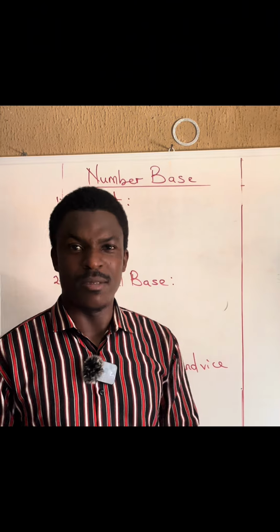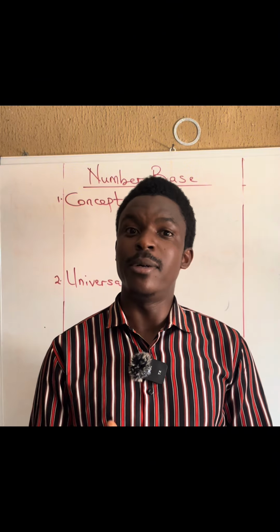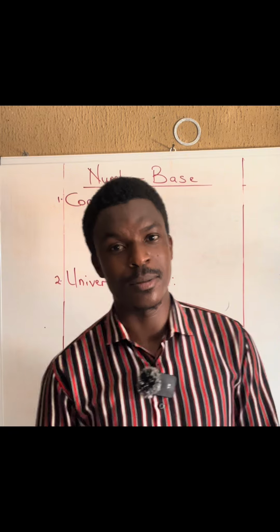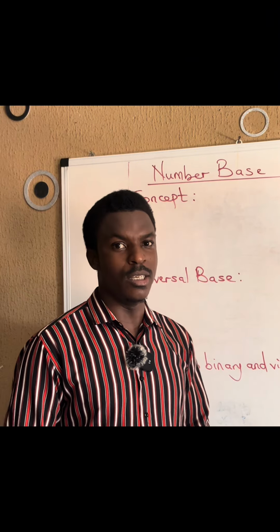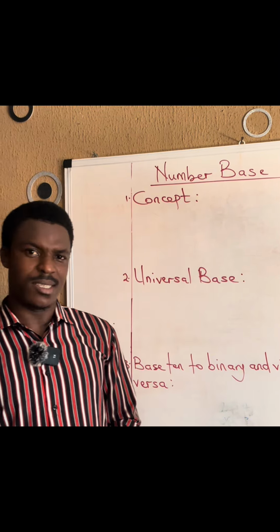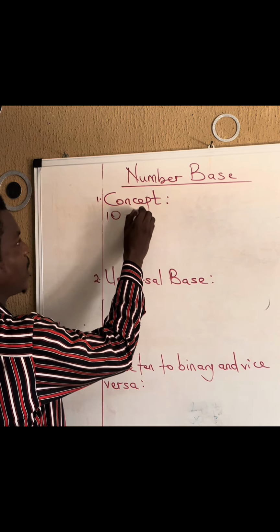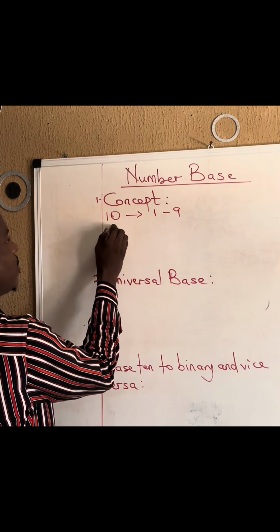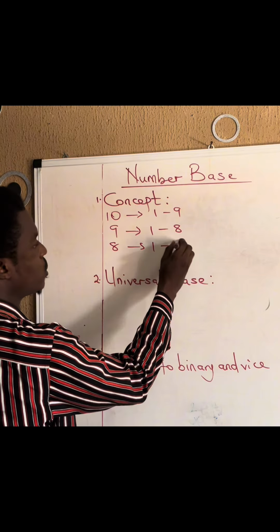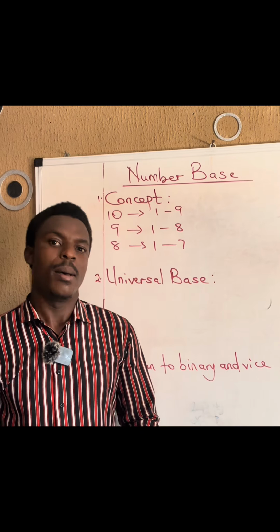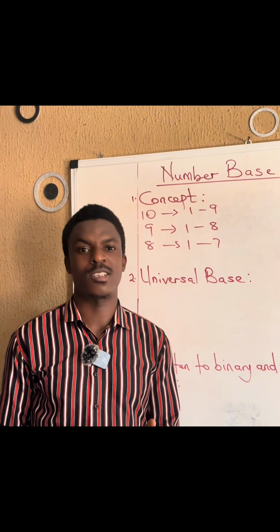Looking at number base, it is a very important topic for various levels, whether primary, secondary, or even tertiary level. Let's look at the concept of number base. Number base deals with numbers that are less than itself. That is to say, the numbers under base 10 are numbers from 1 to 9, base 9, 1 to 8, base 8, 1 to 7, and so on. Of course, we also have base 11, base 12, up to base 16, which is called hexadecimal.